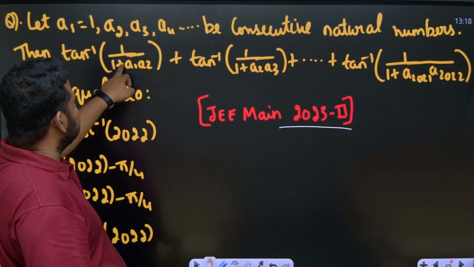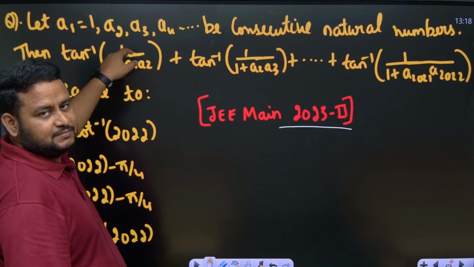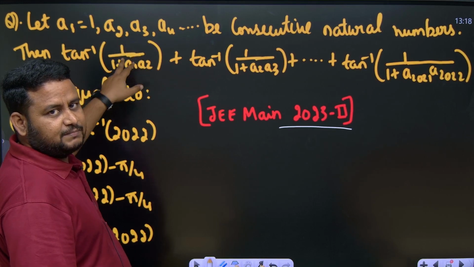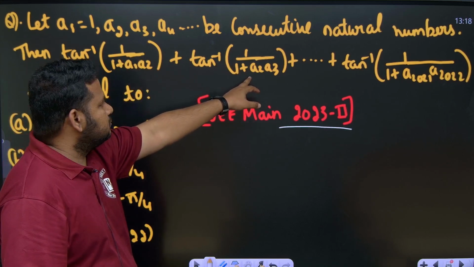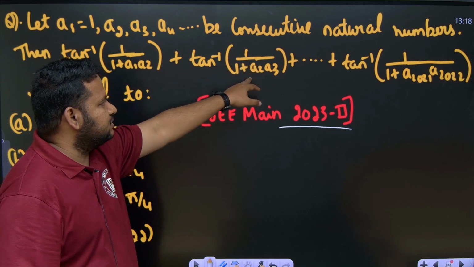So 1 by 1 plus 2, that is 1 by 3. Tan inverse of 1 by 3. This is 2 and 3, 2 into 3 is 6. Tan inverse of 6 plus 1 is 7, tan inverse of 1 by 7.